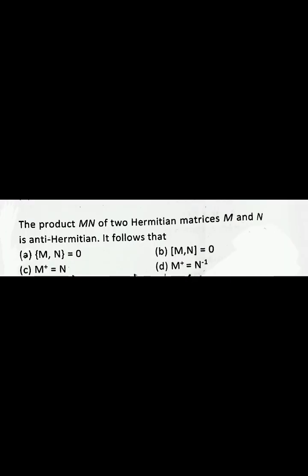Next question is, the product MN of two Hermitian matrices M and N is anti-Hermitian. It follows that here M and N are Hermitian matrices, that is, M dagger is equal to M and N dagger is equal to N. Then it is given that the product MN of two Hermitian matrices is anti-Hermitian, that is, (MN) dagger is equal to minus MN. And it is given that M dagger is equal to M and N dagger is equal to N. So that NM plus MN is equal to 0. That is the anti-commutator of M comma N is equal to 0. So the answer is option A.